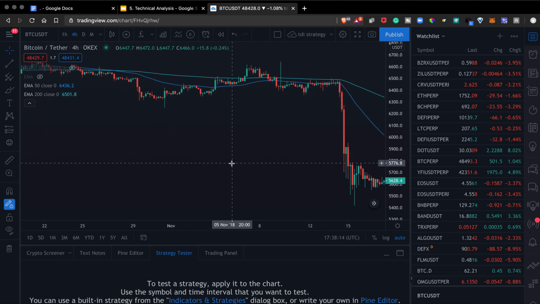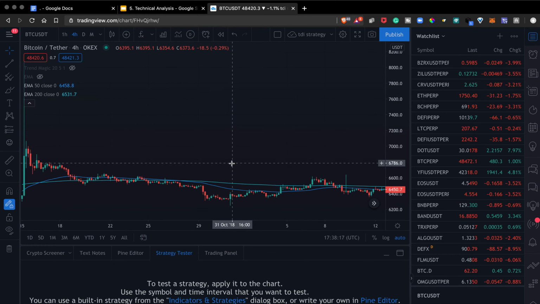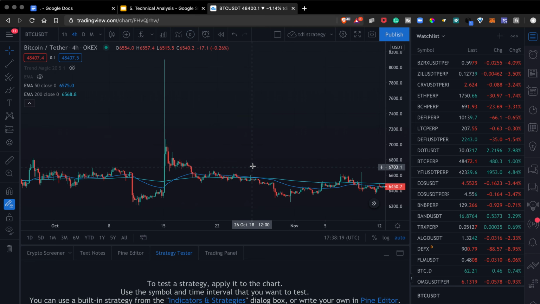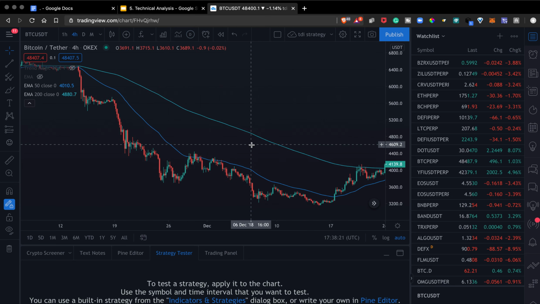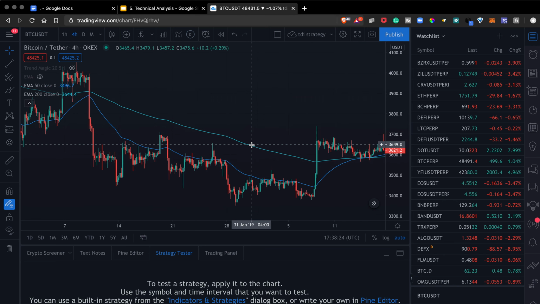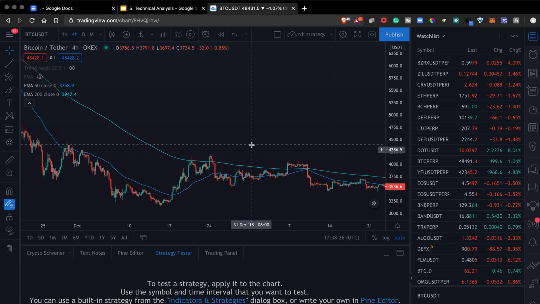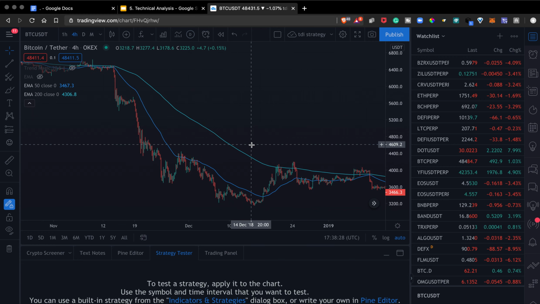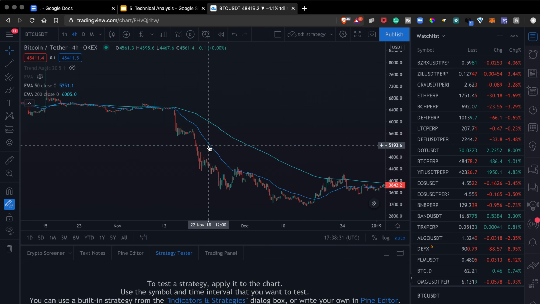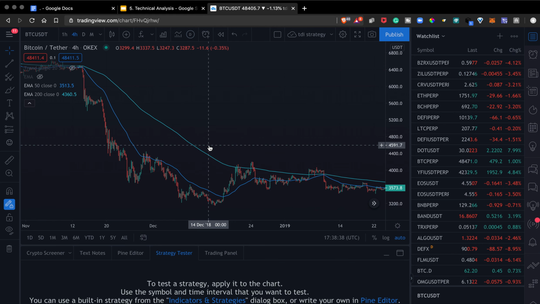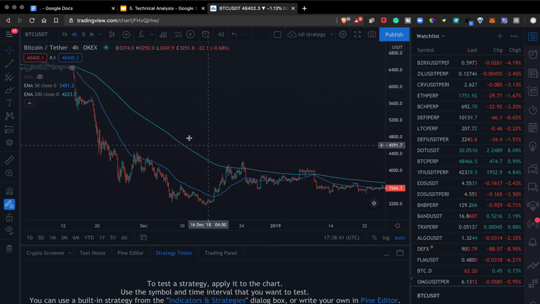So what happened here is that I like to look for another. It's not very pronounced there, right? I'm looking for a point where the 50 EMA crosses above the 200 EMA. So this is the 200 EMA. This is the 50 EMA. Price is below the 200 EMA. What does it tell you? It tells you that this is a downtrend, right?